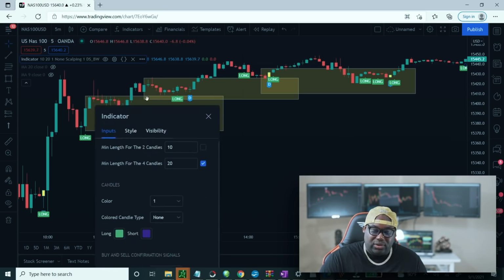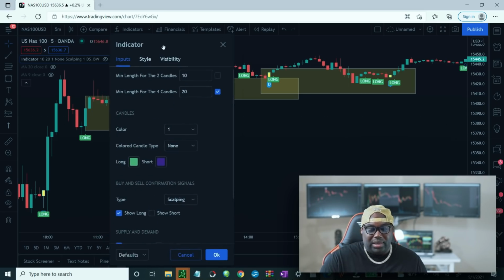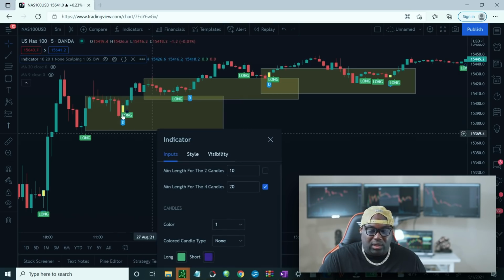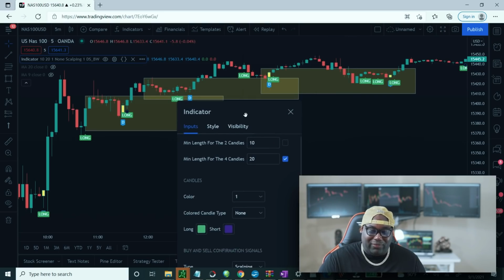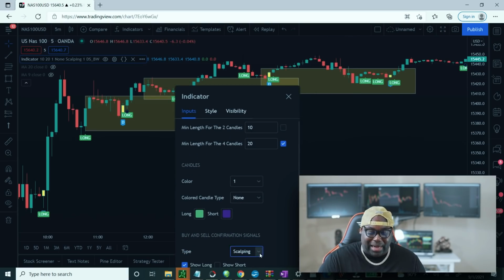Now, I actually upgraded this indicator, so let me show you guys some quick updates. If I want to scalp this market right here, I will put the buy and sell confirmations on scalping. So notice how we have a long right here, long right here, long right here, all these different longs. Now, if I say, you know what, I just want to day trade it, I can drop down the menu and go to day trading.